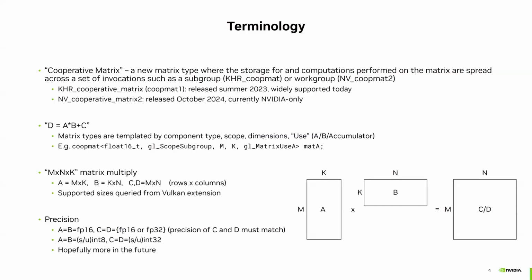And when we talk about matrix multiplies, the terminology is to say D equals A times B plus C, where A is an M by K matrix, B is a K by N matrix, and C and D are M by N matrices. The matrix types in the shader are templated by component type, scope, rows and columns, and use, where use is either A, B, or accumulator. And FP16 and Int8 data types are pretty broadly supported, hopefully more in the future. I think Ralph may have mentioned one in his slides yesterday.